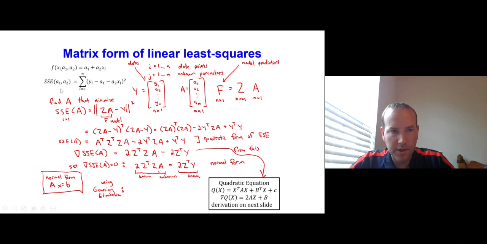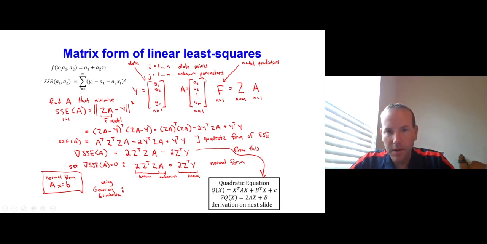Let me first draw your attention to the sum of squared errors that we saw in the last lecture, because that is the same type of thing that we're working with now. This is the current way that we're going to write it: we've got a sum of squared errors, and the a's are going to be the parameters that minimize the fit between a model that makes predictions f, and data y.